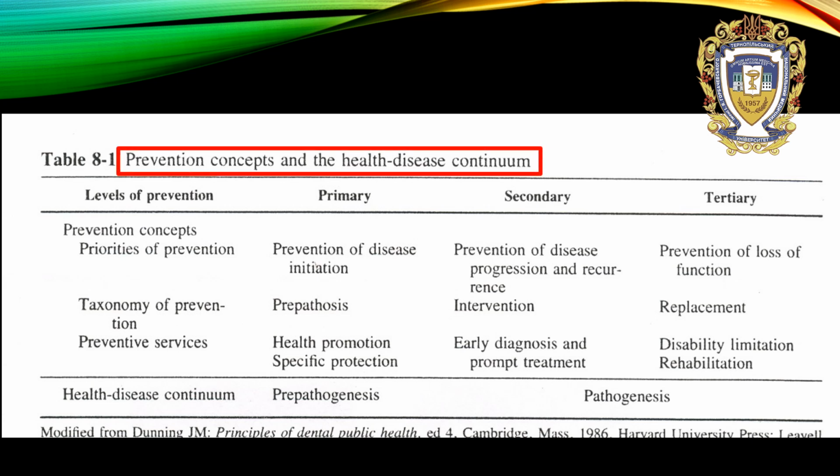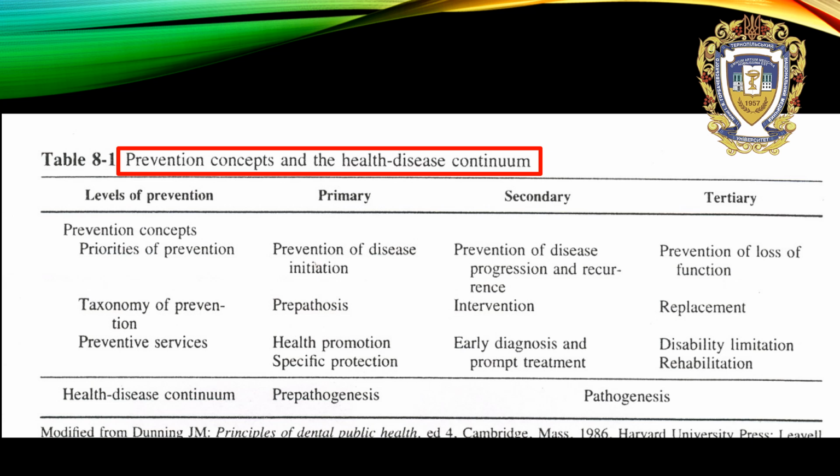Preventive series concept. In the primary level of prevention, it will be health promotion and specific protection. In the secondary level of prevention, the services include early diagnosis and prompt treatment. And in the tertiary level of prevention, preventive services will include disability limitation and rehabilitation.